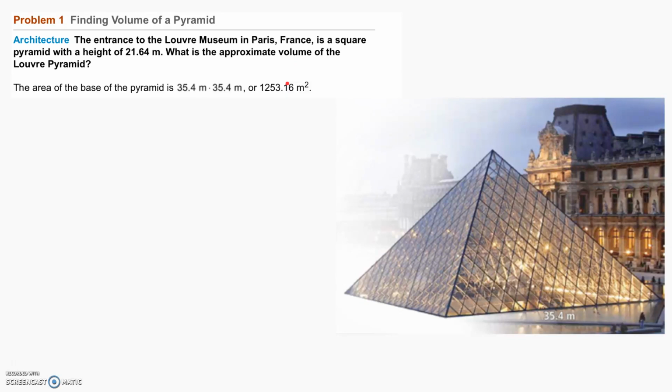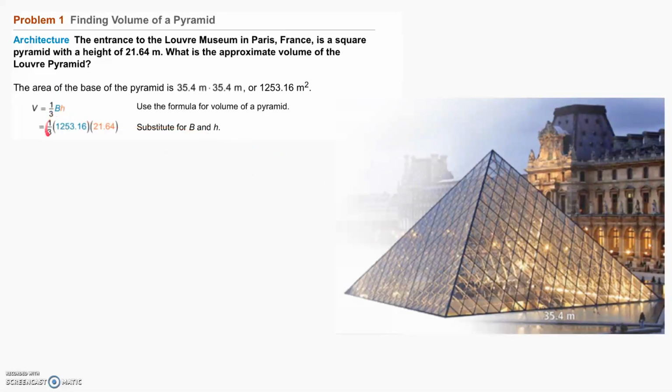Now we're going to use our volume formula. First thing we need to do is find the area of the base. That's going to be 35.4 times 35.4, which gives us about 1,253.16 meters. I think you can do that easily enough on the calculator. Next, we go in and we find the volume of the pyramid. So we do volume equals 1/3 times base area times height. Remember, this is a pyramid. So when it comes to finding volume, we need to multiply by 1/3, then base area times height.